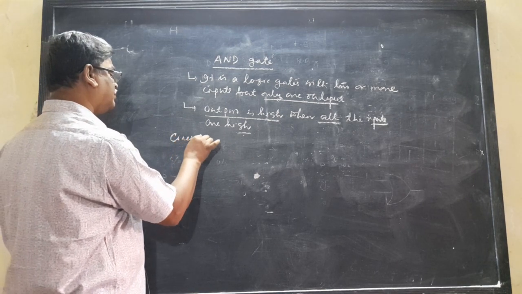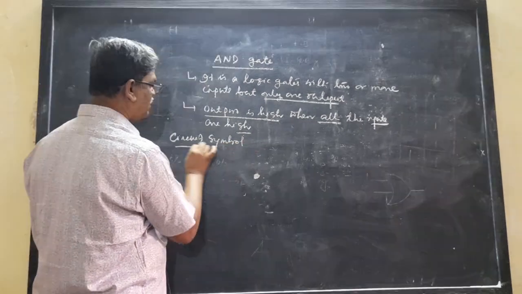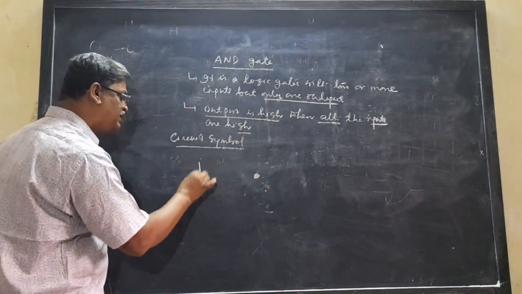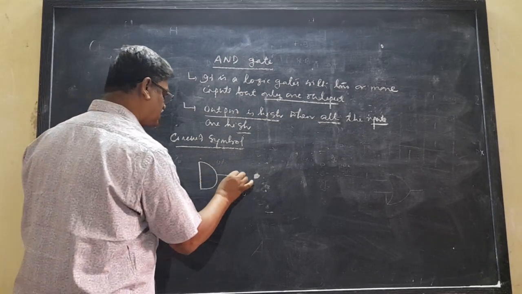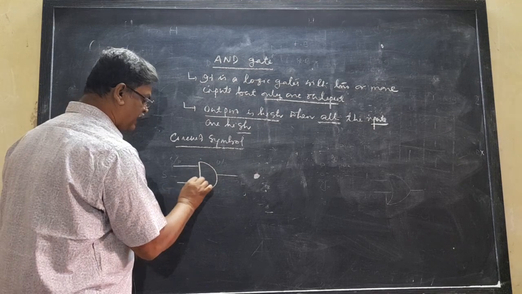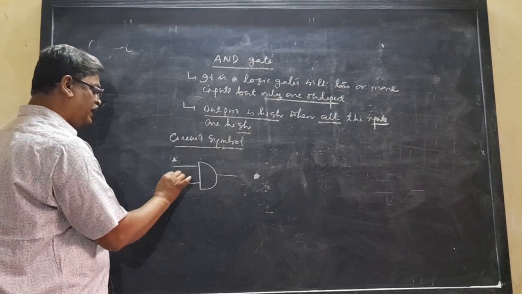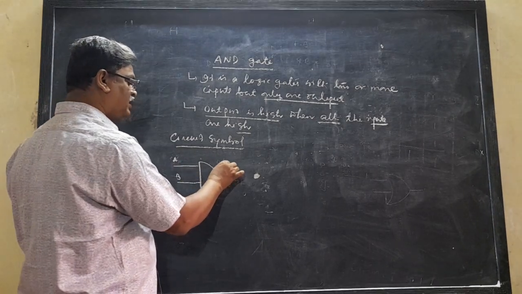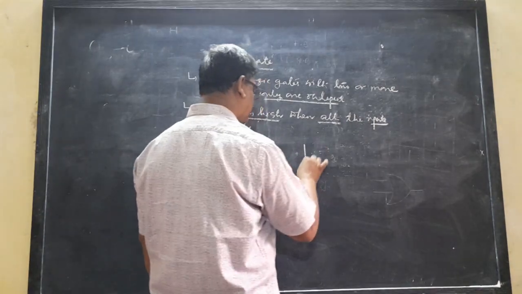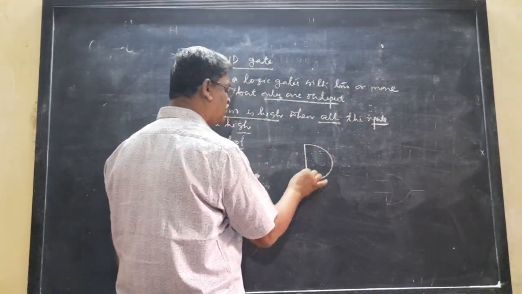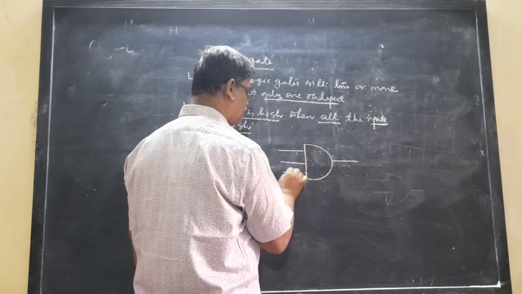What is the circuit symbol of the AND gate? It looks like a D. This is the AND gate with two inputs. This is the input A and input B, and this is the output Y. Similarly, draw the AND gate with three inputs. These are the three inputs.